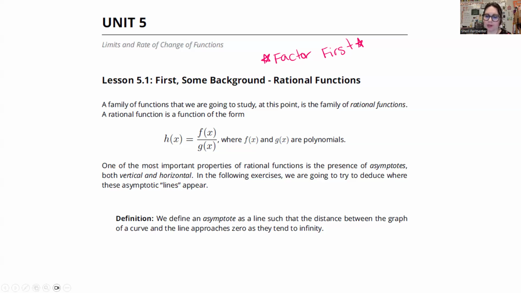One of the most important properties of rational functions is the presence of asymptotes, both vertical and horizontal. In the following exercises, we're going to try to deduce where these asymptotic lines appear. We define an asymptote as a line such that the distance between the graph of the curve and the line approaches zero as they tend to infinity. Basically, asymptotes are very attractive. Your graph is going to get arbitrarily close to, but never touch, your asymptotes.